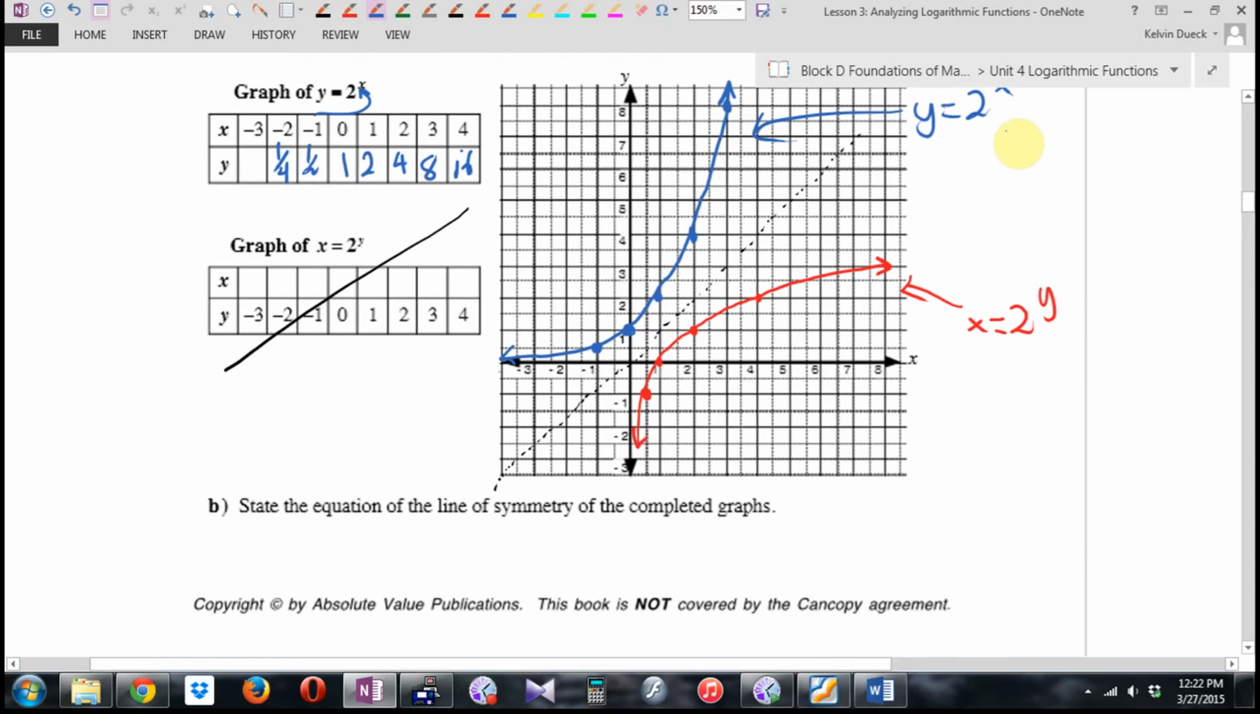B says, state the equation of the line of symmetry. That's the fancy way of saying what it's reflecting about. It's still reflecting about the line y equals x. Since you drew it in black, why not write it in black? Turn the page or next page over.